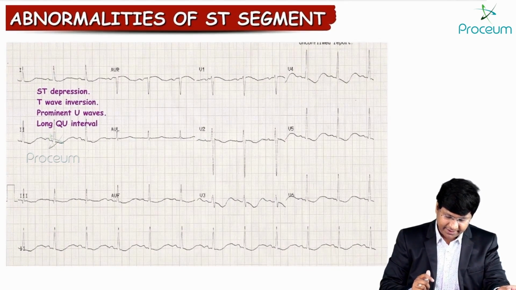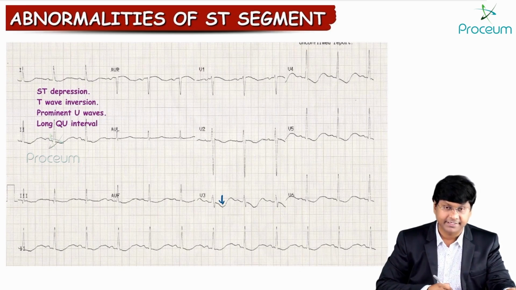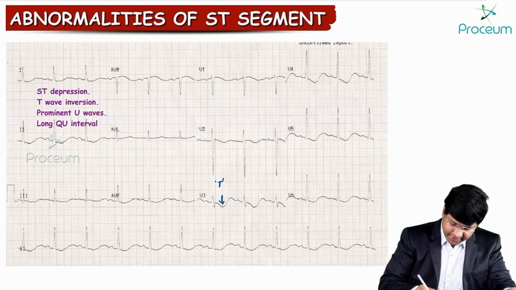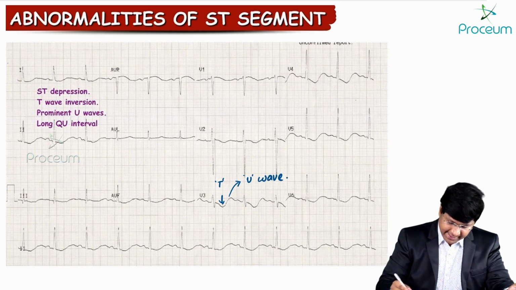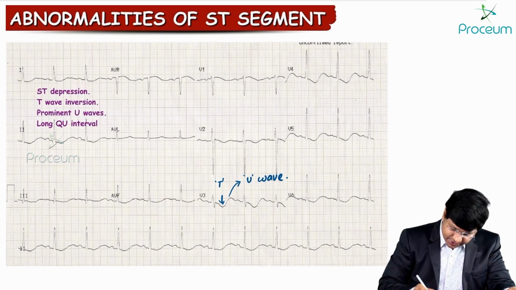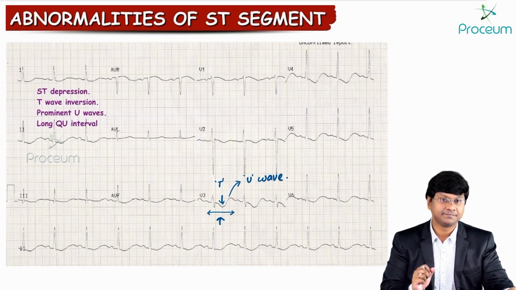So if you take this particular ECG here, what is it that you are able to make out? The T wave, it is inverted. And there is appearance of the U wave. And the next important thing is, if you take the QU interval, it is prolonged. There is a long QU interval.